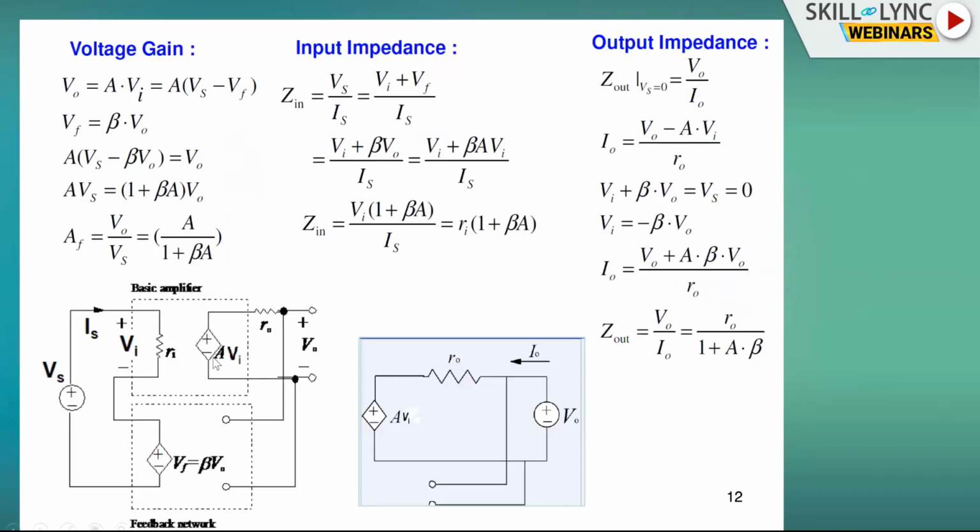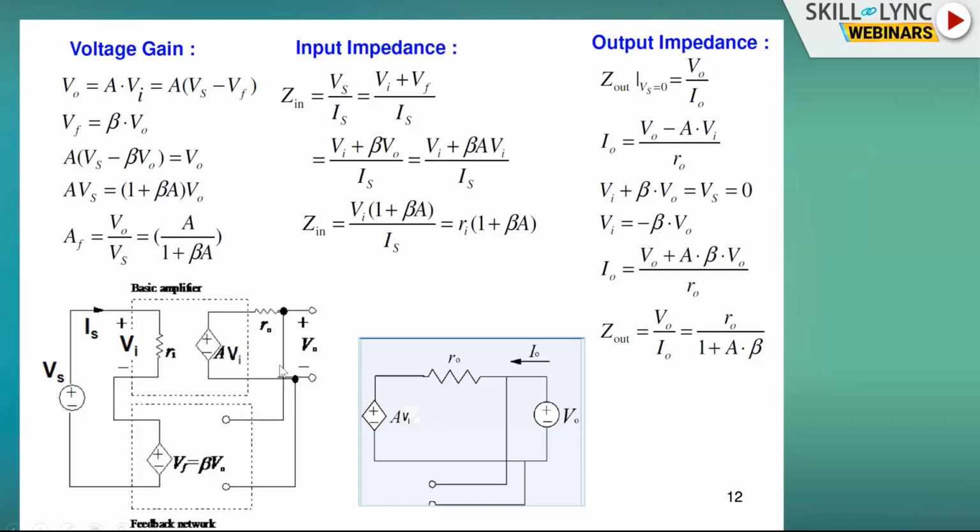So let us take this amplifier here. V0 is equal to A into VA. Since R0 is very small, we can take V0 is equal to A into VA. Watch my cursor moving. Here is V0, and this is AVI. So V0 is equal to AVA. VA is given by Vs minus Vf. So we substitute here, and Vf is given by beta into V0.